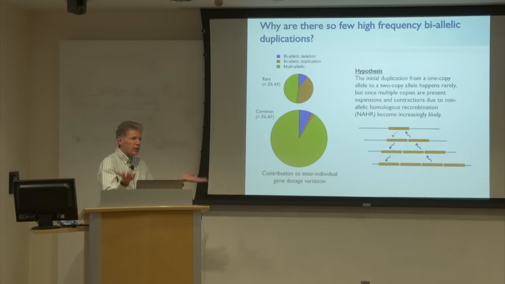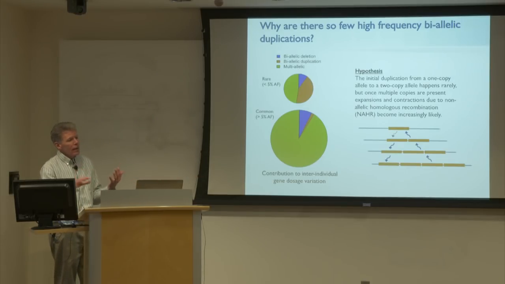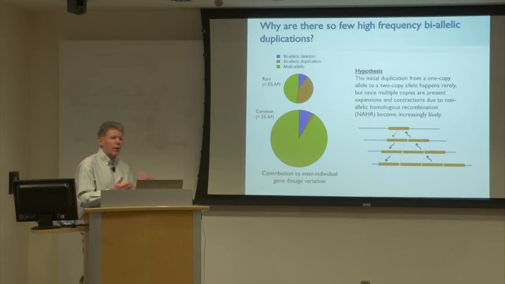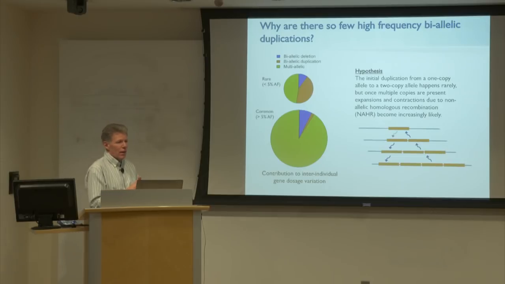incorrect crossover during meiosis to revert that duplication back to a single copy state. Or if the duplicated allele begins to rise in frequency in the population, it will encounter itself. And during meiosis, you can have an incorrect crossover. And you can go from a 2-copy state to a 3-copy state, from 3 to 4. 4 can go back to 3. So it becomes a region of genomic instability as it begins to rise in frequency. So these biallelic duplications tend not to persist at high frequency in the population. They will either die out or they'll become multi-allelic.